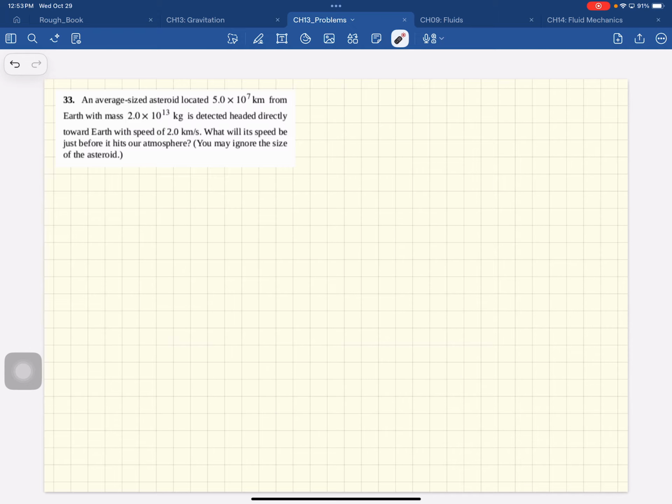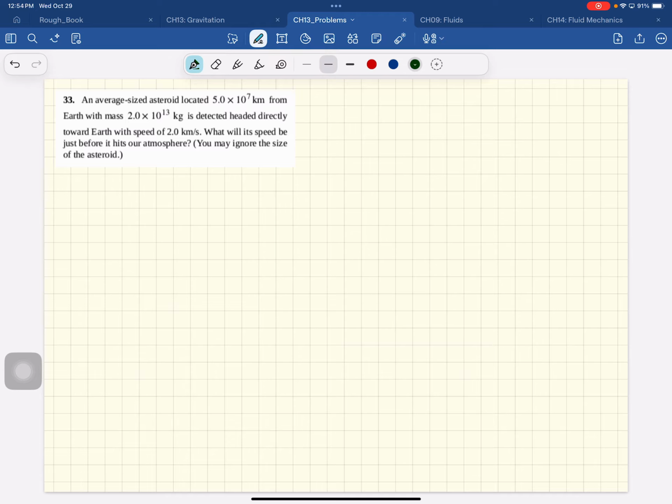Okay, this problem says an average sized asteroid located 5 times 10 to the 7 kilometers from Earth with a mass of 2 times 10 to the 13 kgs. Okay. So this is 2 trillion kgs, and again, a small car weighs about 1,000 kgs, so this would be 20 billion cars. That's the mass of this asteroid. Is detected headed directly towards Earth with a speed of 2 kilometers per second. What is its speed just before it hits our atmosphere?